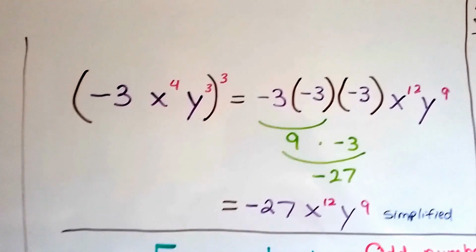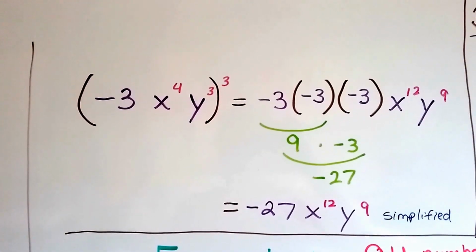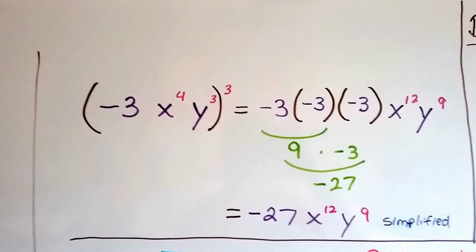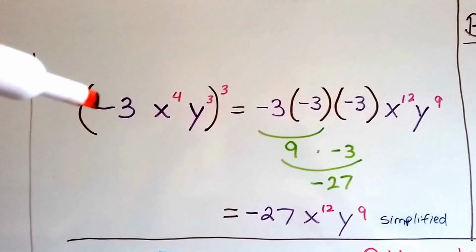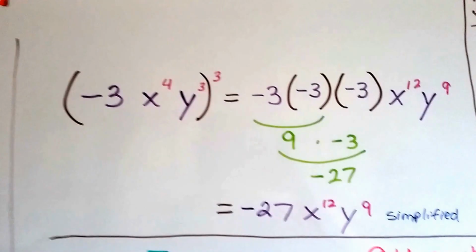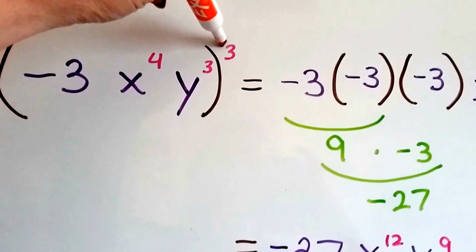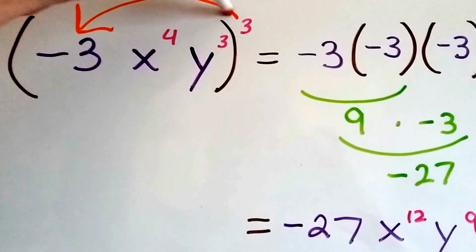Now look at this one. We have a negative 3 x to the 4th power, y to the 3rd, raised to the 3rd power. Well, we're going to distribute this little 3 exponent to each one.